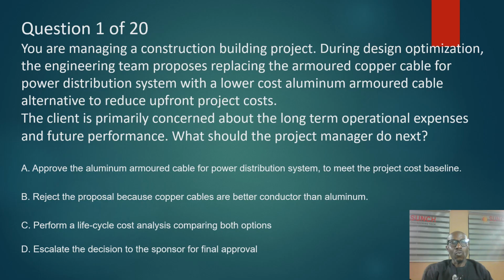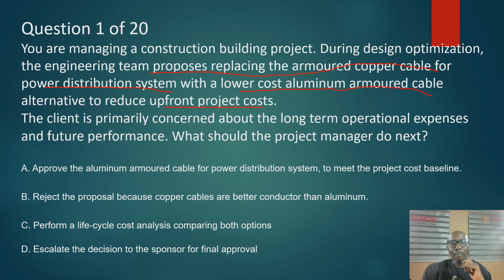Question 1. You are managing a construction building project. During the design optimization, the engineering team proposes replacing the armored copper cable for power distribution system with a lower cost aluminum armored cable alternative to reduce upfront costs. The client is primarily concerned about the long-term operational expenses and future performance. What should the project manager do next?